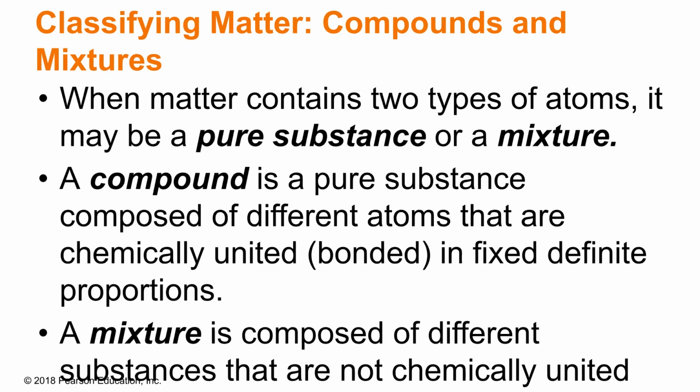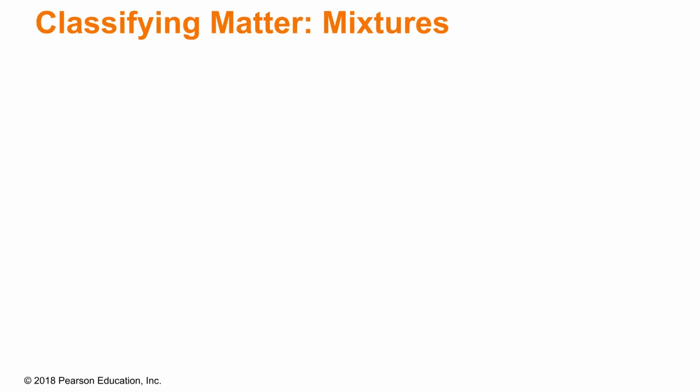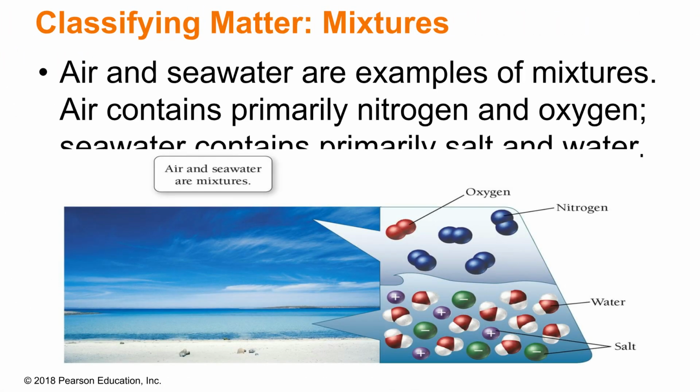A compound is a pure substance with different atoms chemically united in fixed proportions. A mixture is different substances that are not chemically united, but simply mixed together. Air and seawater are common examples of mixtures. Air is a mixture of gases like nitrogen and oxygen, and seawater is a mixture of salt and water.